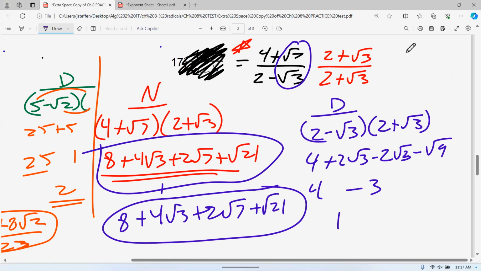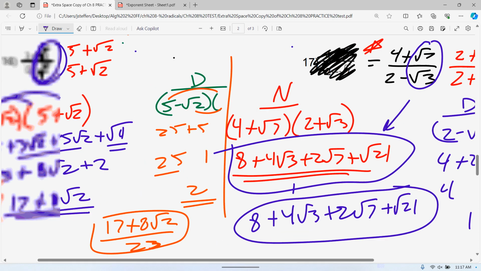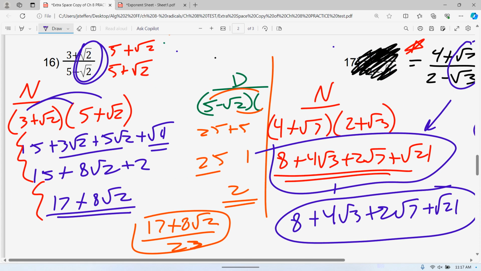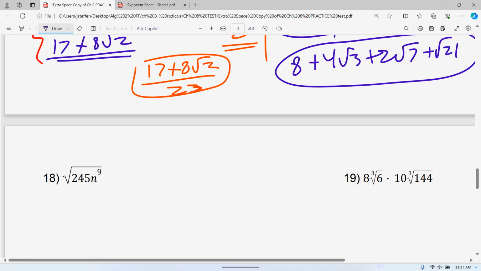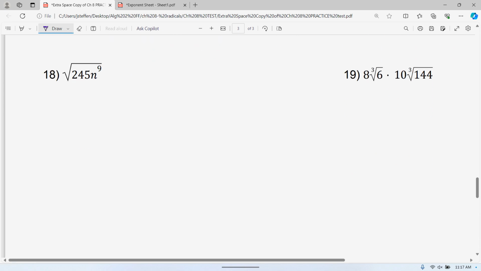So it's not anything crazy. You just end up with something that's kind of ugly, but it's actually a little bit easier. I wanted to put one on the practice test, but apparently at 11 o'clock when I made it, I forgot.